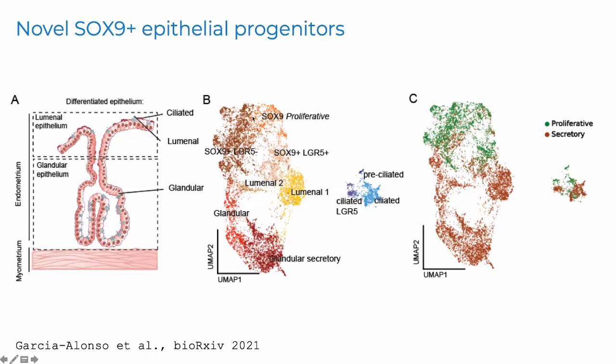So this tissue changes a lot during the proliferative and secretory phase. And as you can see, the composition is changing. So in the proliferative phase, we have these SOX9 populations, which we define as 2 populations depending on the expression of LGR5. And then in the more secretory phase, or differentiated phase, we have the luminal, the glandular secretory, and the ciliated.